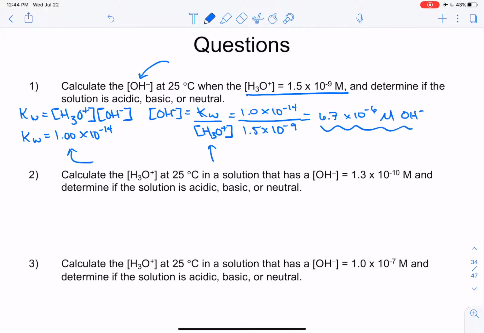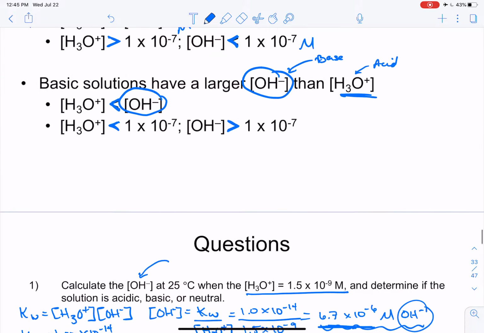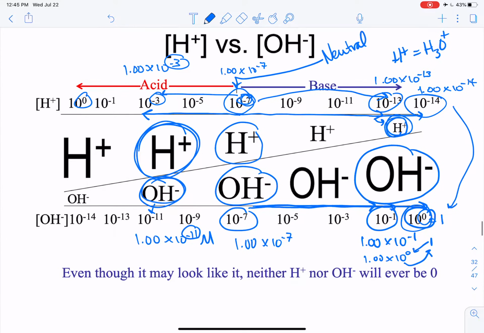So what on earth does that mean? How do we know if it's acidic, basic, or neutral? Well, all right, we've got a concentration of hydroxide of this. So let's go back to our chart and look at where a concentration of hydroxide is about 10 to the negative 6. Okay.